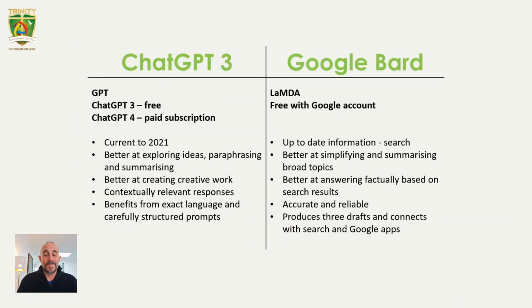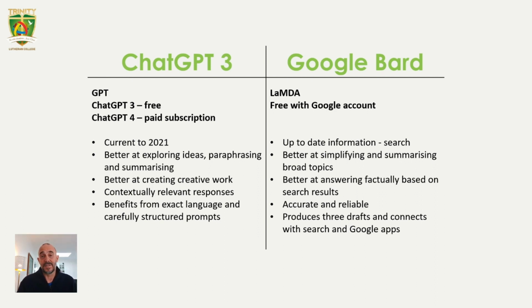Okay, so to begin with, both ChatGPT and Google Bard are large language models. They are AI tools that are designed to have a conversation with you, but ChatGPT and Bard have been developed using different technologies. There are two versions of ChatGPT: ChatGPT 3, which is free to use, and ChatGPT 4, which requires a subscription. Google Bard is free with a Google account. I'm going to focus on the free version, which is ChatGPT 3.